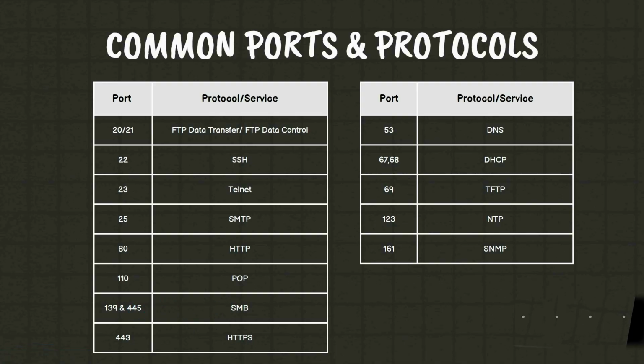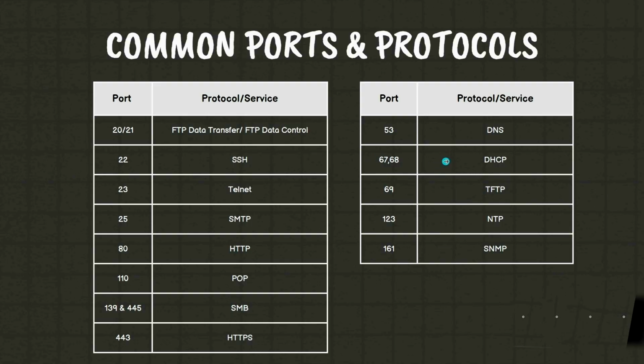Both of them are used for file sharing and printer access. Now coming to the UDP related ports, first we have port 53, which is DNS. We have already discussed it in detail in the previous section, so I'm not going into it again. Next we have port 67 and 68.